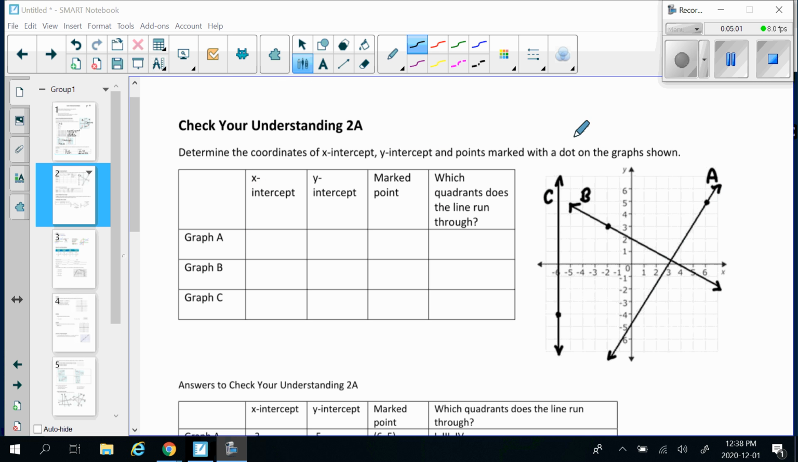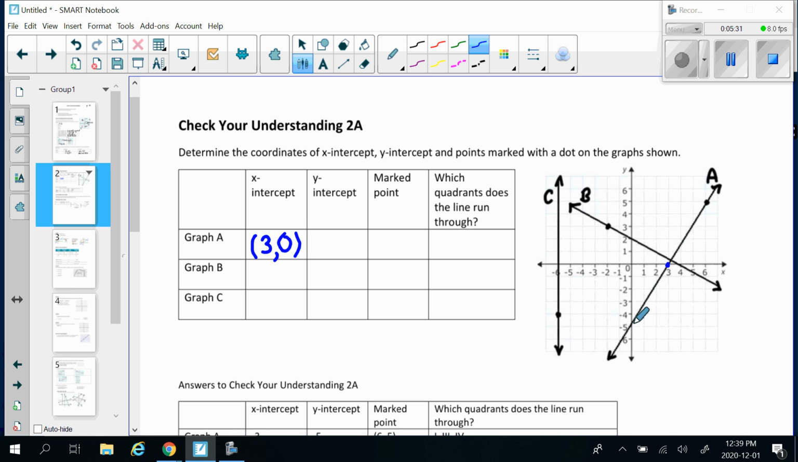So we are now on page 11, check your understanding 2A, and it's asking us to find the x-intercept of graph A. So we are going to look at the x-axis and figure out where graph A actually hits. Now, some people would just put 3, but it's much better habit to state both coordinates. It shows that you understand that this is (3, 0) and not (0, 3).